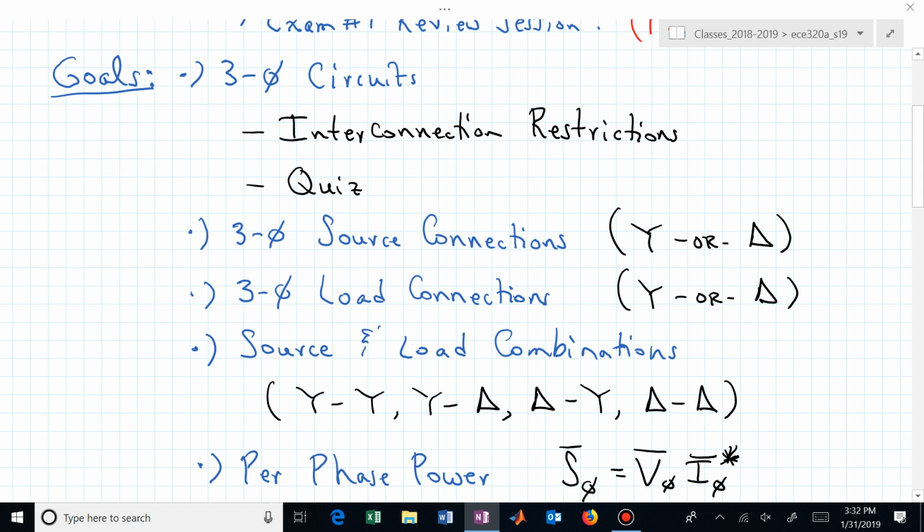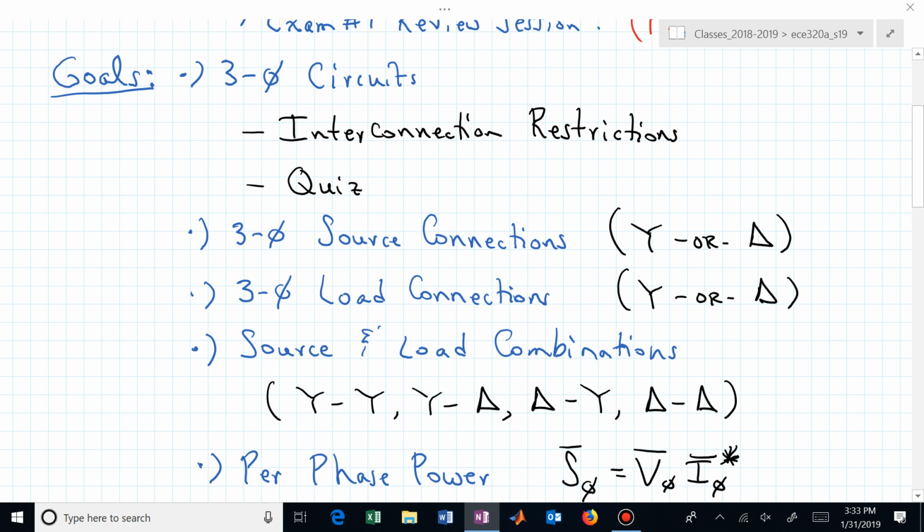We'll talk about the different interconnection restrictions. Basically, I'll just tell you, you can't interconnect a positive phase sequence with a negative phase sequence unless you want fireworks or danger or disaster. You keep positive phase with positive phase, negative phase with negative phase. Then we'll have a quiz concerning three-phase circuits, and that will hopefully then lead us into the different kinds of connections we can have with our sources and our loads.